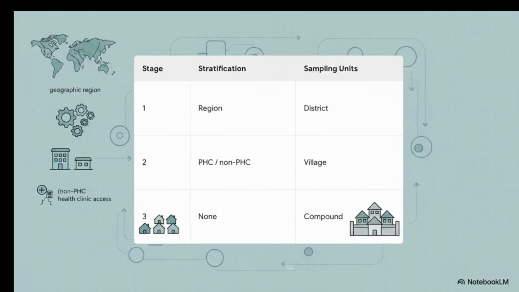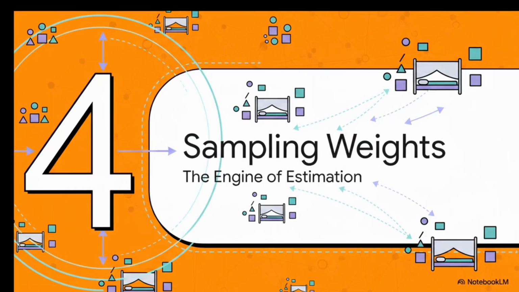This table just lays it out so perfectly. At stage 1, you see the stratification variable was the geographic region, and the sampling units are clusters, or districts. Then at stage 2, the stratification was based on whether a village had a primary healthcare clinic, and the sampling units were the villages themselves. And finally, stage 3, no more stratification. They just did a simple random sample of the compounds inside each village. You can see how the designers just cleverly wove together stratification and clustering at these different stages to make sure they got good representation, while keeping the fieldwork totally manageable. Okay, so we've got our sample, it's complex, it's multi-stage.